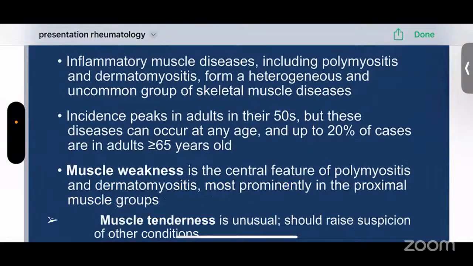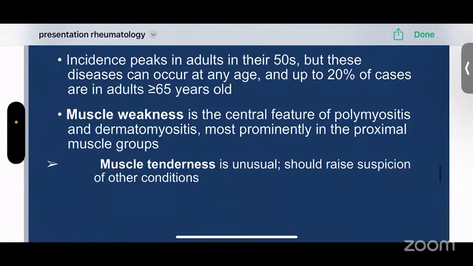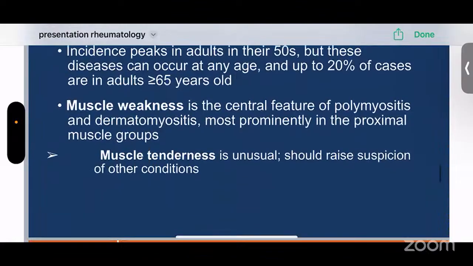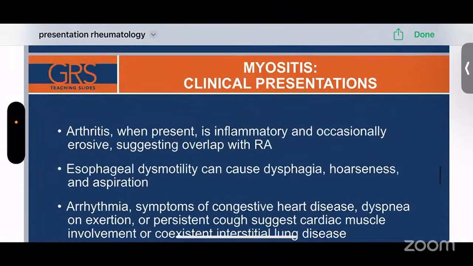The most common presentation in these patients: muscle weakness is the central feature of polymyositis and dermatomyositis, most prominently in the proximal muscle groups. Muscle tenderness is unusual and should raise suspicion of other conditions. Patients may come with arthritis, which when present is inflammatory and occasionally erosive, suggesting overlap with rheumatoid arthritis. Esophageal dysmotility can cause dysphagia, hoarseness, and aspiration also.